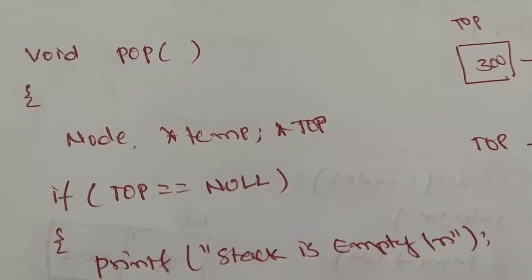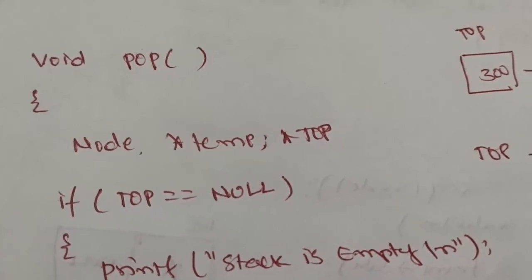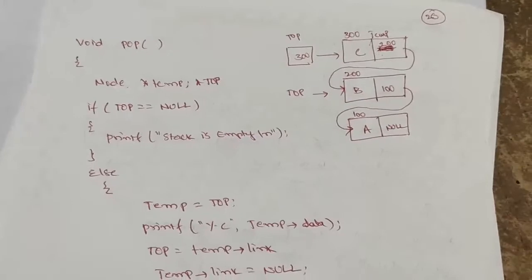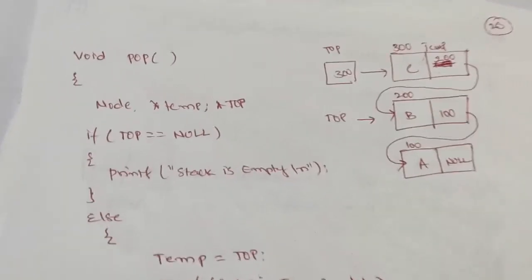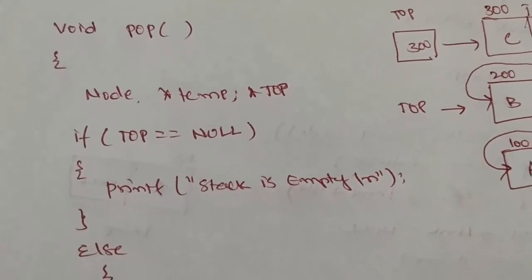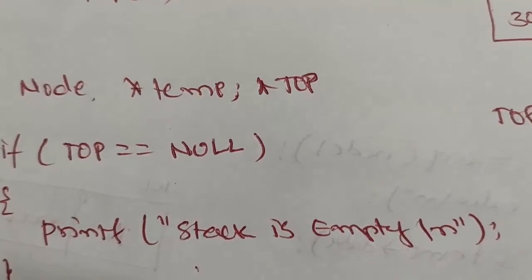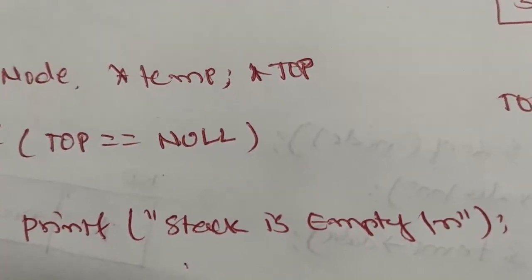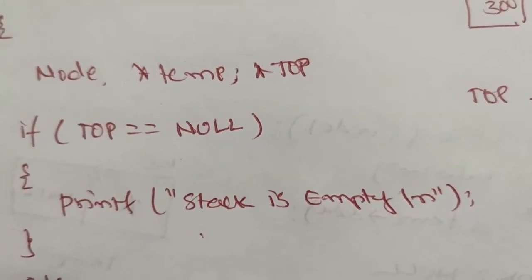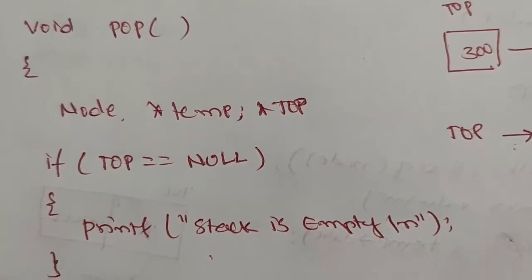Now I would like to perform the pop operation on the stack. To perform the pop operation, I write the code for how to remove the top element from the stack. Let us consider the name of the function is pop, and again I am considering two variables, temp and top, representing the top of the element on the stack. Temp is a temporary variable, right? Pop means removing the top element from the top of the stack.